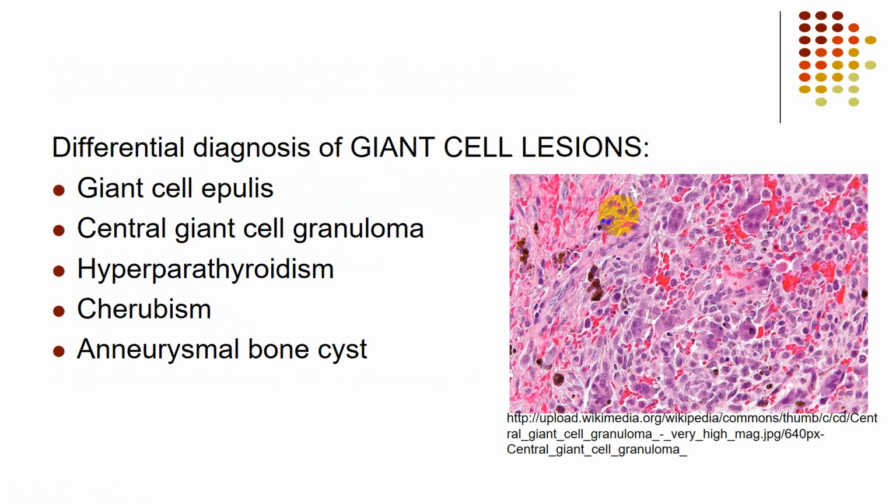Okay. The differential diagnosis for a giant cell lesion, microscopically identified, will include giant cell epulis if it is peripheral, central giant cell granuloma, hyperparathyroidism, cherubism, and aneurysmal bone cyst. All of these will have multinucleated giant cells and fibrovascular stroma.